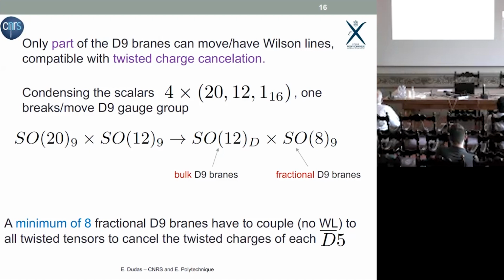It depends if you like it or not. There are fewer open string moduli here compared to the usual case. And these solutions are not connected by continuous deformation with the other one. They are really disconnected if you want moduli space. Now again, you can move, as I said, 12 of these D9 branes compatible with this charge conservation, and 8 of them have to stay there.